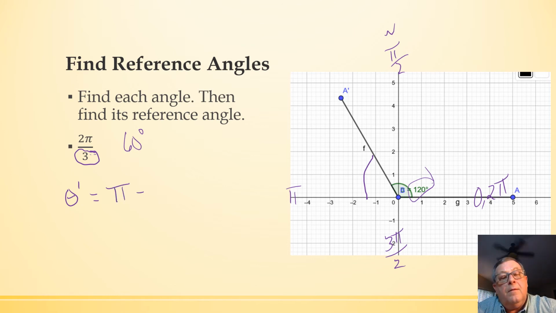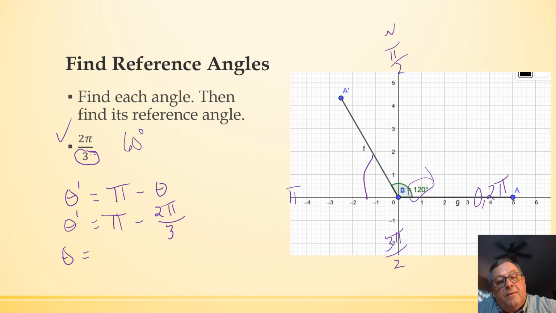Then I can say that the reference angle, theta prime, is equal to pi minus theta, and theta is 2 pi over 3, so theta prime is pi minus 2 pi over 3. Of course, if I'm going to combine those, I've got to convert that pi into something over 3, so that's 3 pi over 3, which is the same as 1, minus 2 pi over 3. And so the reference angle, theta prime, is pi over 3.